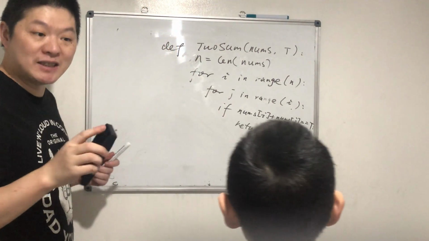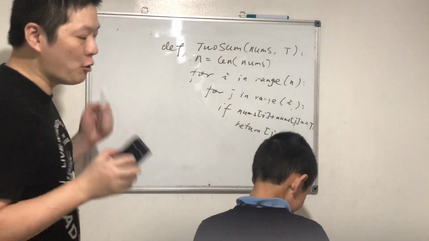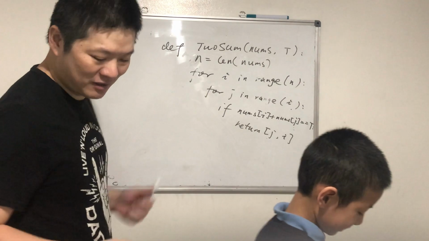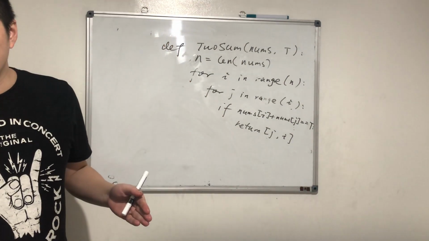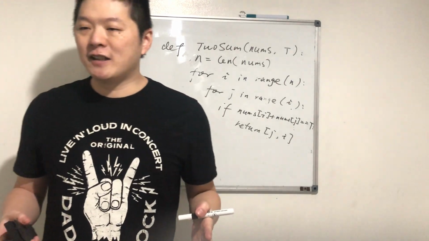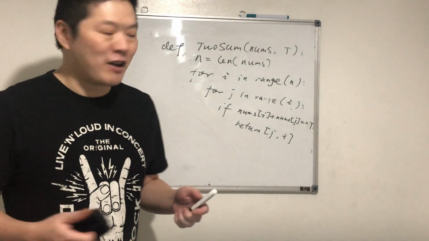Using what? Using something. A notebook. Why do we need a notebook? So we just put in the notebook the numbers that we have already seen, right? And then we find out.